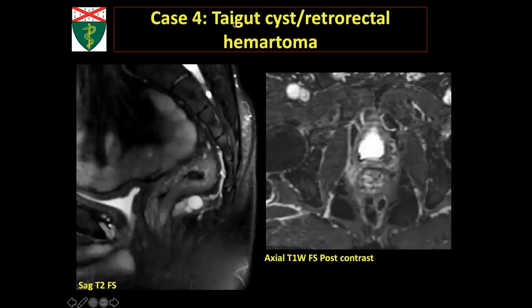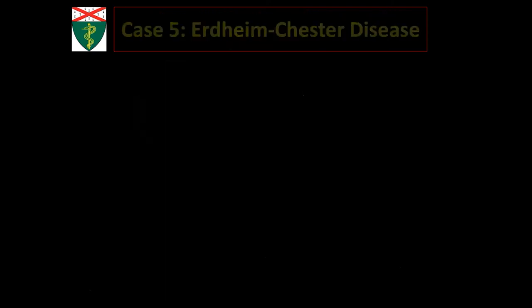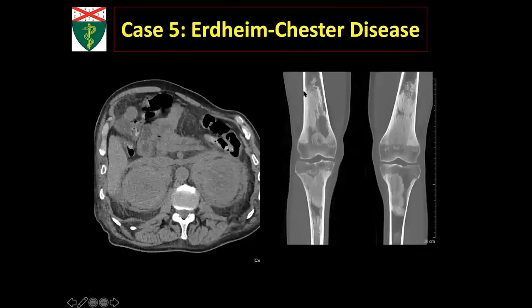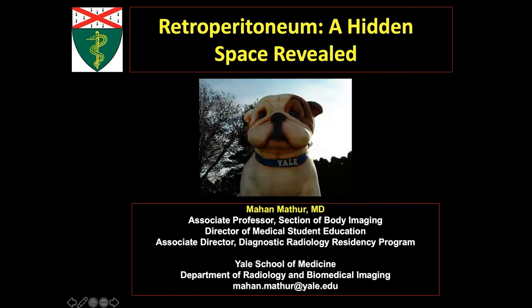This was a tailgut cyst, pardon the spelling over there. Also retrorectal hamartoma. So if you got that as an answer, you'd be correct. This multiloculated cystic mass in the presacral space, with enhancement of the septations in the periphery, you've got to think of tailgut cyst. Remember, these can degenerate into malignancy, so you've got to take them out if possible. And last but not least was Erdheim-Chester disease, hairy kidney, this perinephric soft tissue surrounding the kidneys with sclerotic lesions surrounding the metadiaphyseal regions of long bones. So that's a little tour of the retroperitoneum.